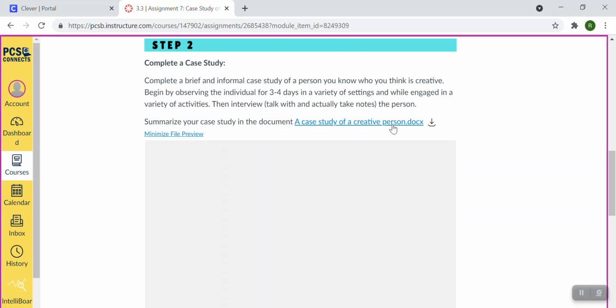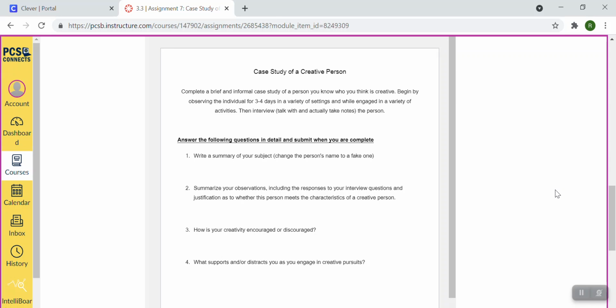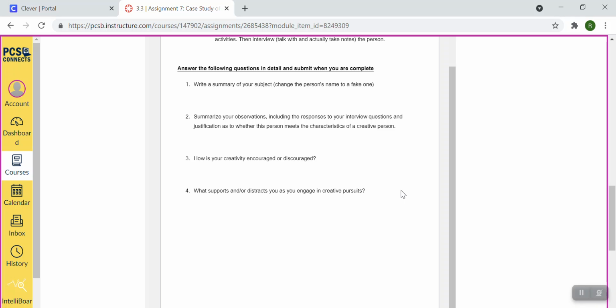I'm going to open this document so that you can see it. So here in this document, you're going to do a brief informal case study of someone who you think is creative. You're going to observe them for 3 to 4 days in a variety of settings while engaged in a variety of activities. Then you're going to interview that person, take some notes. So, first thing, you want to write a summary of your subject. Who are they? You don't have to use their real name. That's perfectly fine. What are their interests? What do they like? What do you notice about them? Like, just who are they?